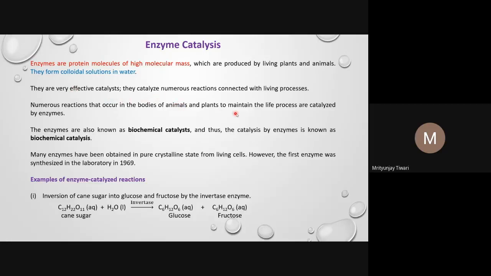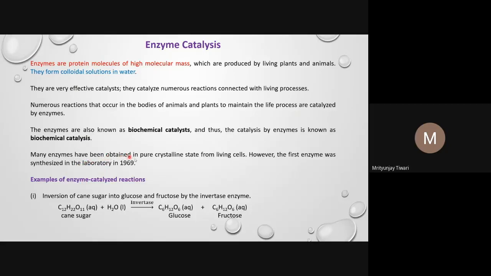They catalyze numerous reactions connected with living processes. Numerous reactions that occur in the bodies of animals and plants to maintain life processes are catalyzed by enzymes. The enzymes are known as biochemical catalysts, and why? Because they catalyze biochemical processes. The chemical processes which happen in biological systems are called biochemical processes, and since enzymes catalyze them, they are called biochemical catalysts. And thus catalysis by enzymes is also known as biochemical catalysis.